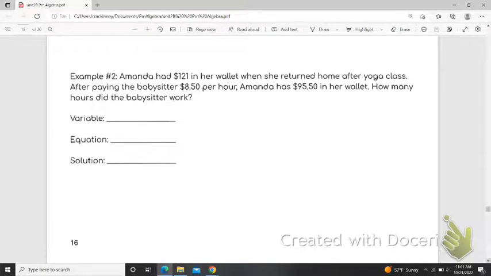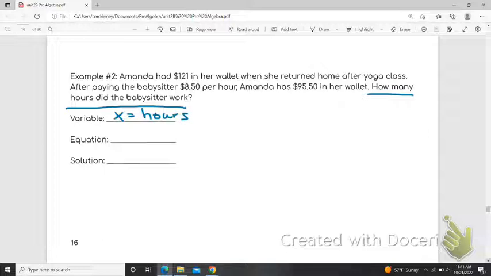So the second example here is that Amanda had $121 in her wallet, la la la la. That's what it starts to sound like to me. So I'm going to go to the end again. Because I like to know, what should I even be focusing on? I get distracted, like thinking about her wallet and yoga class. Oh, wow, I want to do yoga. Okay, let's just back up. How many hours did the babysitter work? So you could use H for hours. I just usually keep it simple and stick with x. So I'm going to say x is hours.